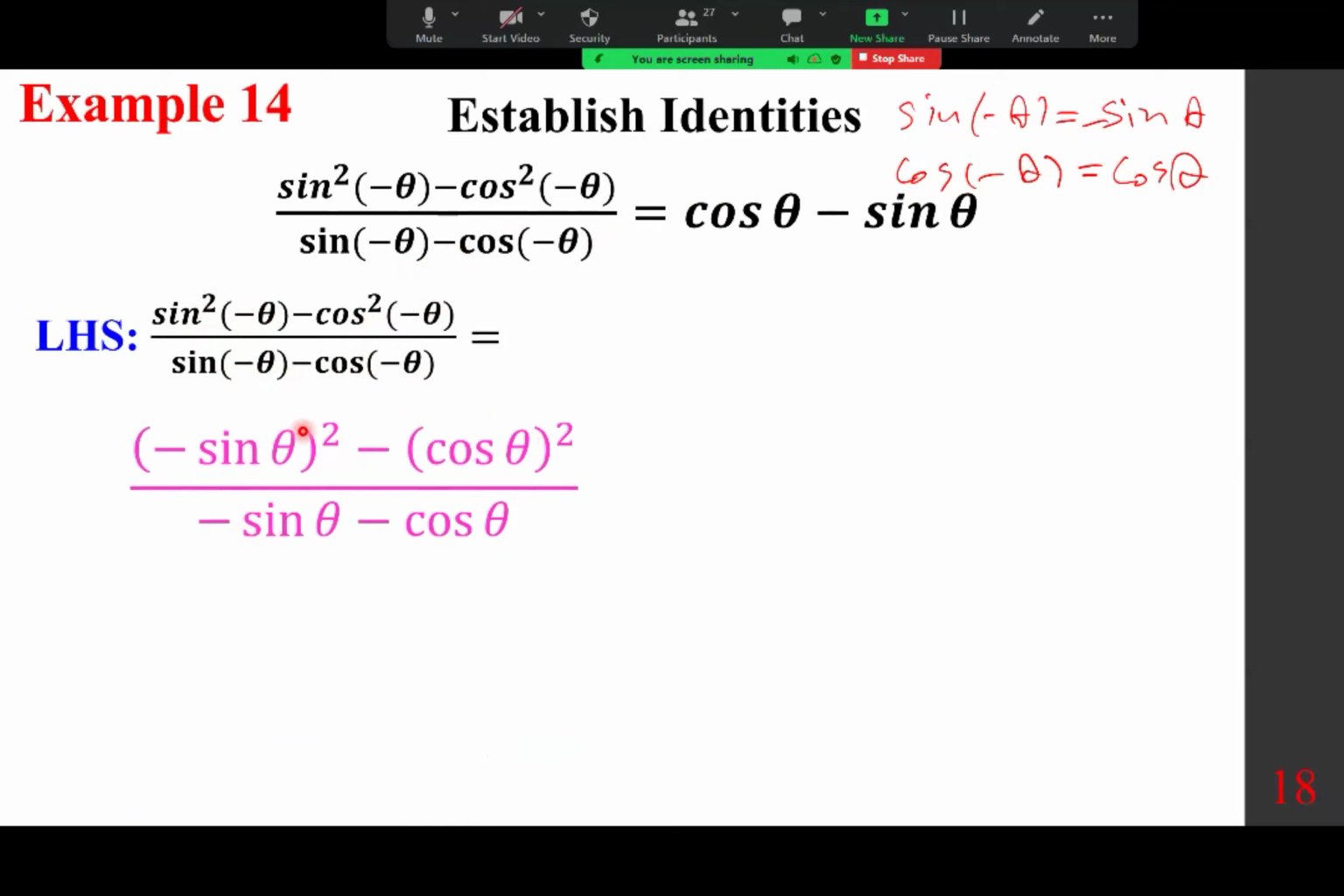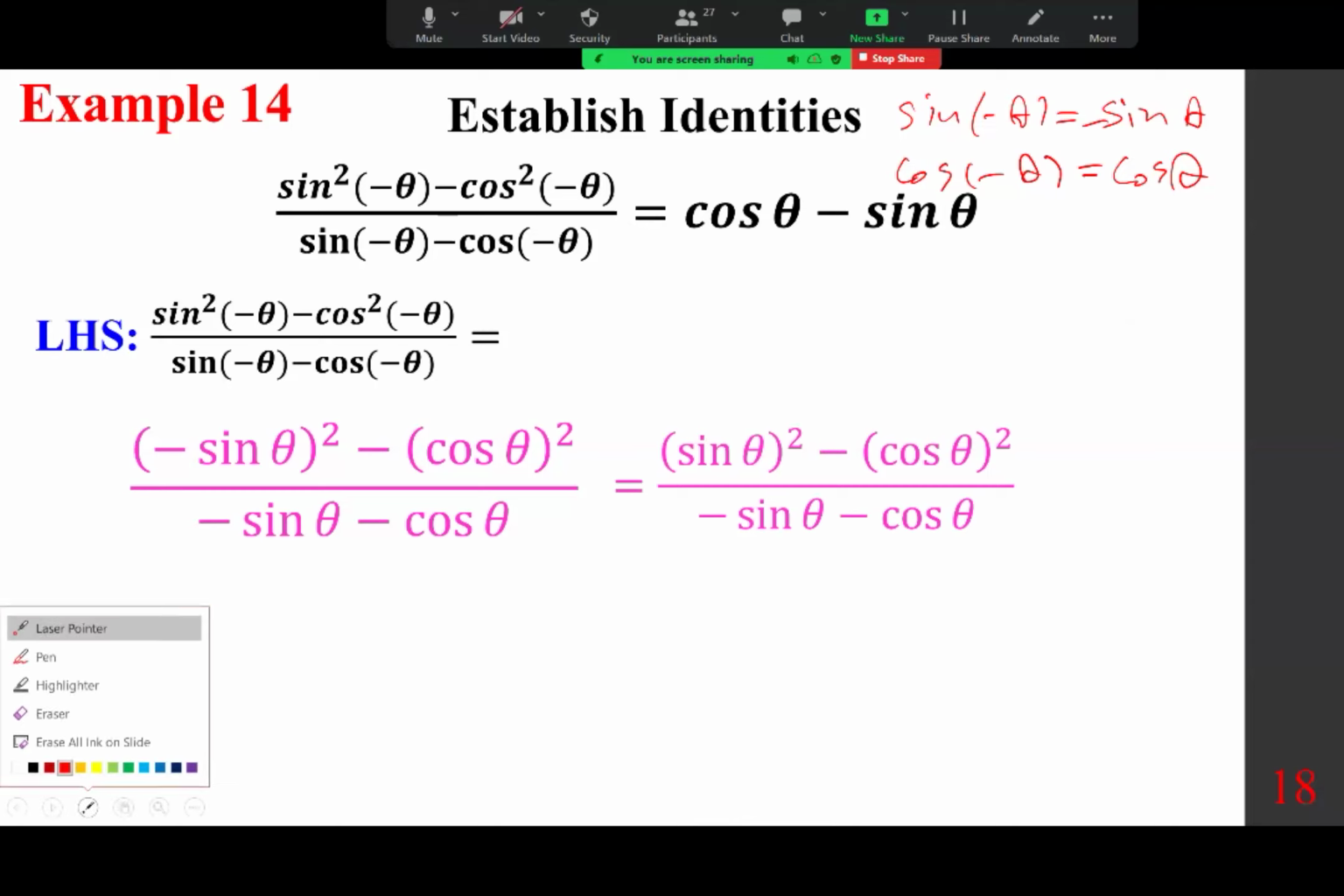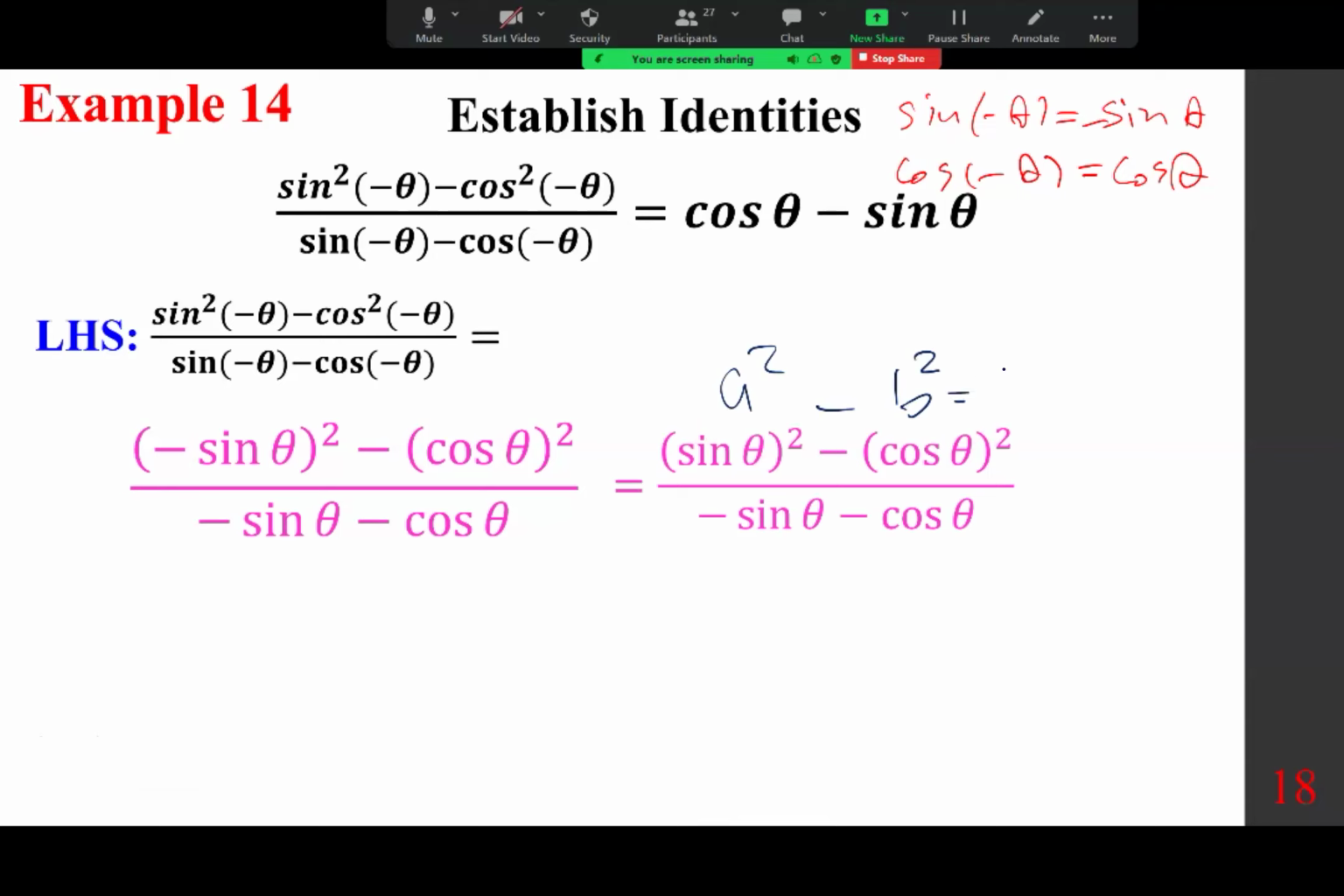Now, when you raise this to the power of 2, it doesn't matter if you have a negative in front or not, it becomes sine squared. So minus cosine squared, that's the numerator, and the denominator doesn't change. So you're looking at a squared minus b squared, which is a minus b times a plus b. Therefore, this is sine theta minus cosine theta times sine theta plus cosine theta. And for the denominator, we just take the negative sign out, becomes minus parenthesis sine theta plus cosine theta.